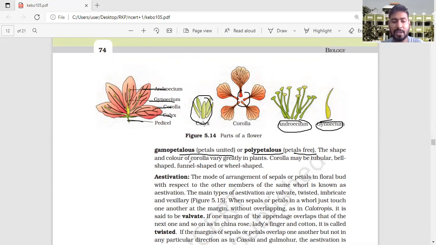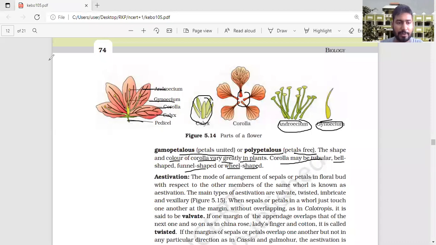Polypetalous means petals are free. The shape and color of corolla vary greatly in plants. Some have different colors, different shapes. Corolla may be tubular, bell shaped, funnel shaped or wheel shaped. Different shapes of corolla are generally found. As I told already, the shape and color vary in different plants. They are not fixed.